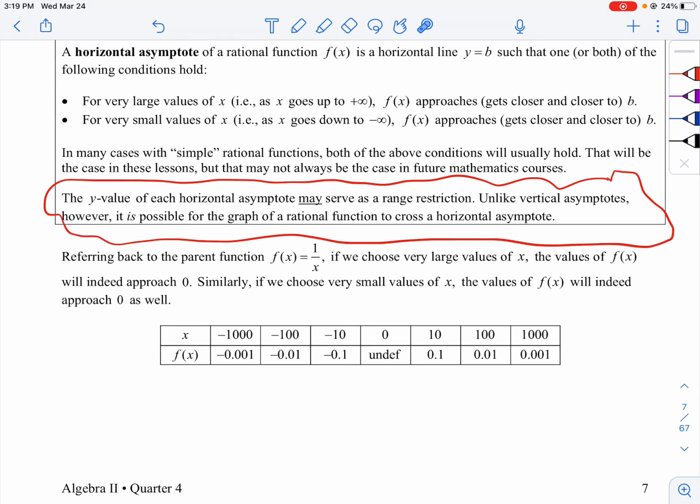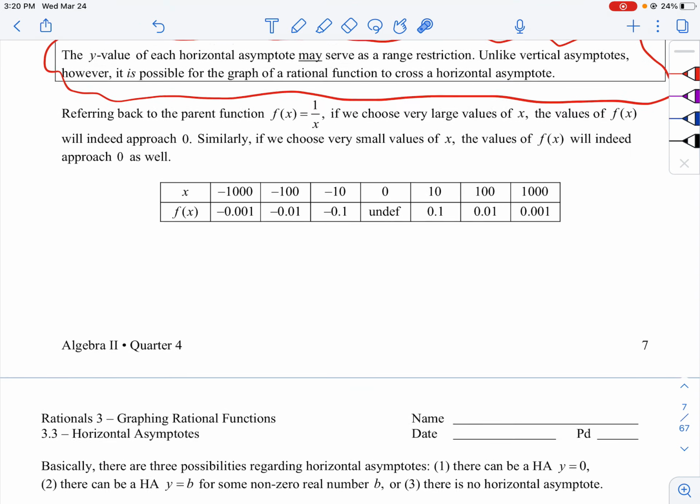Unlike vertical asymptotes, however, it is possible for the graph of a rational function to cross a horizontal asymptote. If you remember when I was talking about vertical asymptotes, you can never cross it, you can never touch it. But in some cases, the horizontal asymptote can be crossed by the rational function in special cases only. Later, we are going to see what cases those are, when we start graphing the rational function.